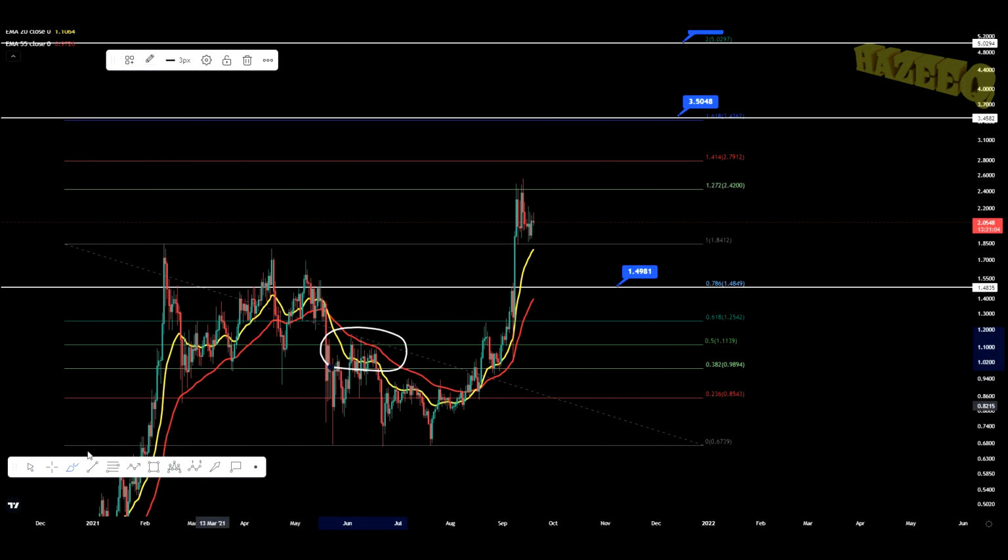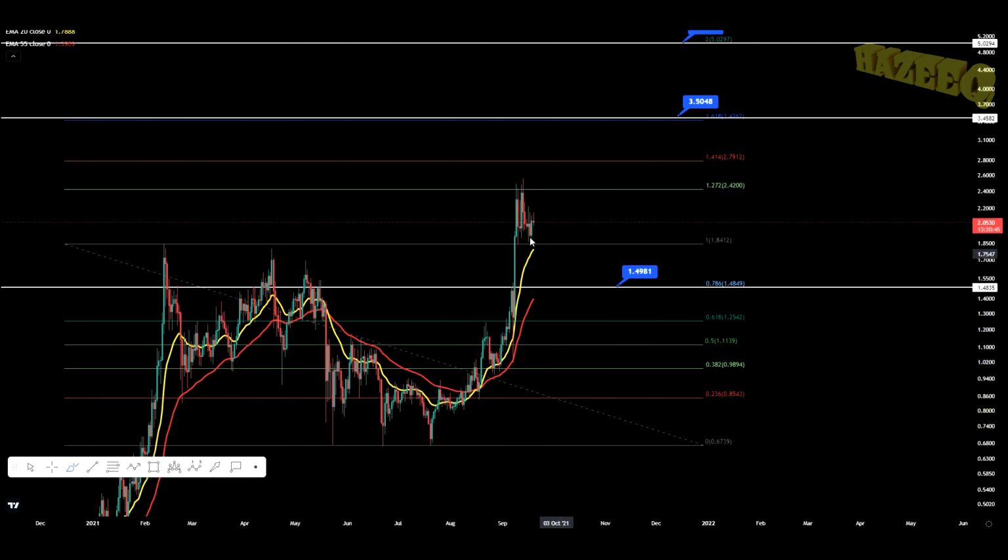Why is it a swing high? Just so you know, a swing high is an impulsive wave towards the upside. So this is a swing low, swing high, swing low, swing high, swing low, swing high, swing low, swing high, swing low, swing high. So that's just how it is.